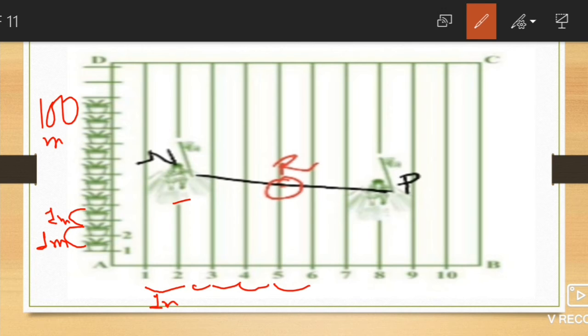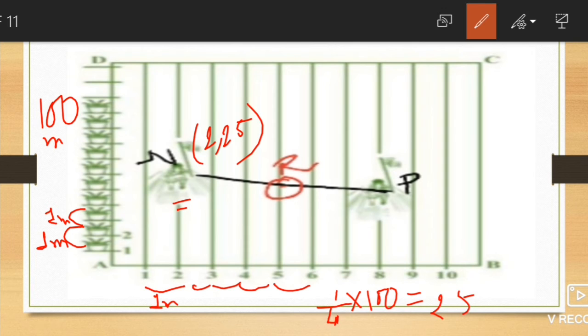Now this girl is Niharika. Niharika is running through the second line and she covered 1/4 of AD. AD distance is 100, so 1/4 of AD means 25. You can see that here is the second line. If you consider AB as x-axis and AD as y-axis, you can say that the coordinate of Niharika will be 2,25. Why? Because she is in the second line and 1/4 of 100 is 25.